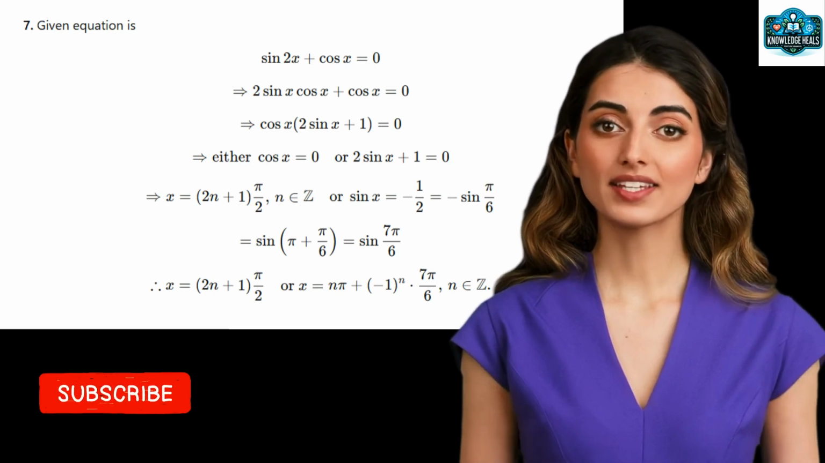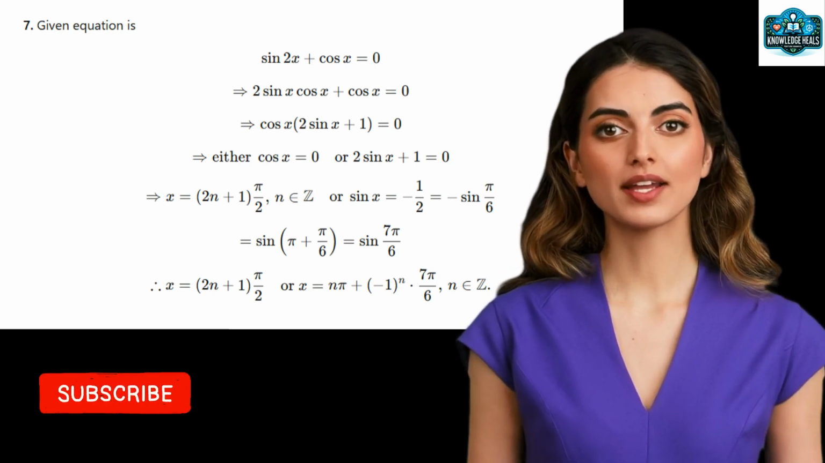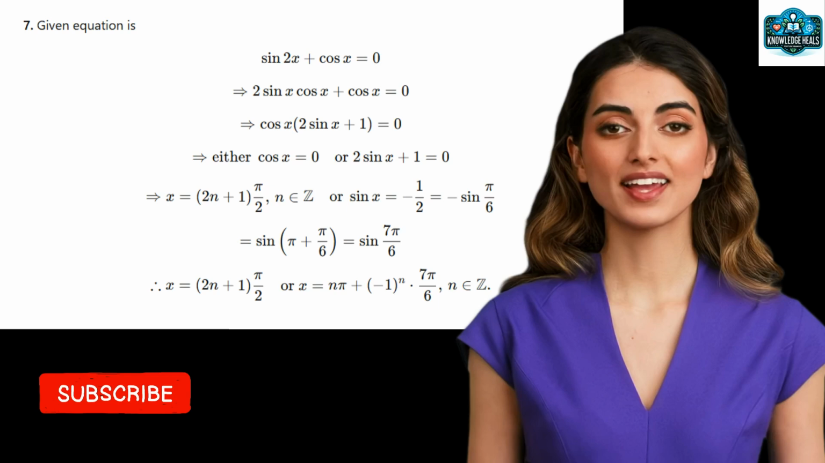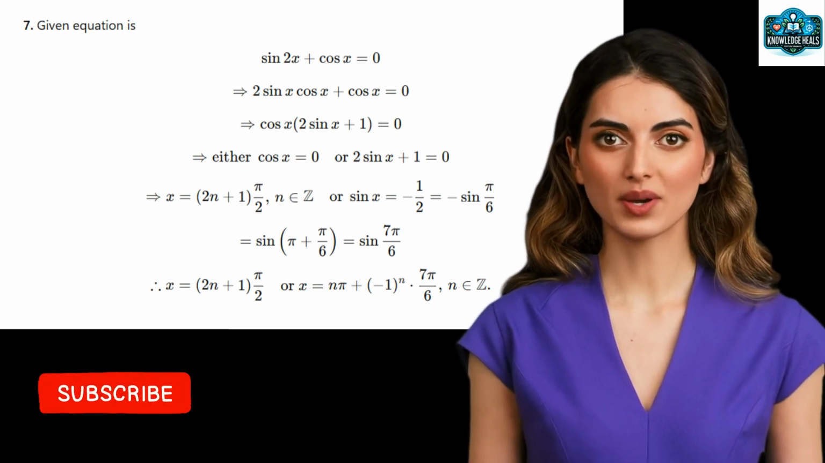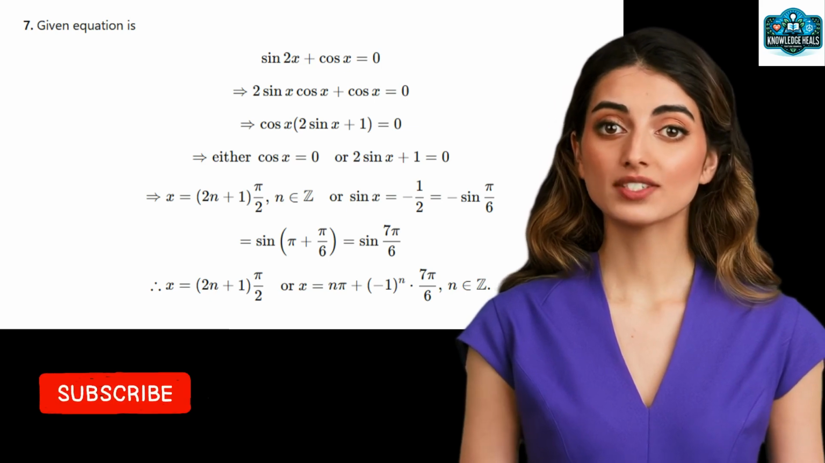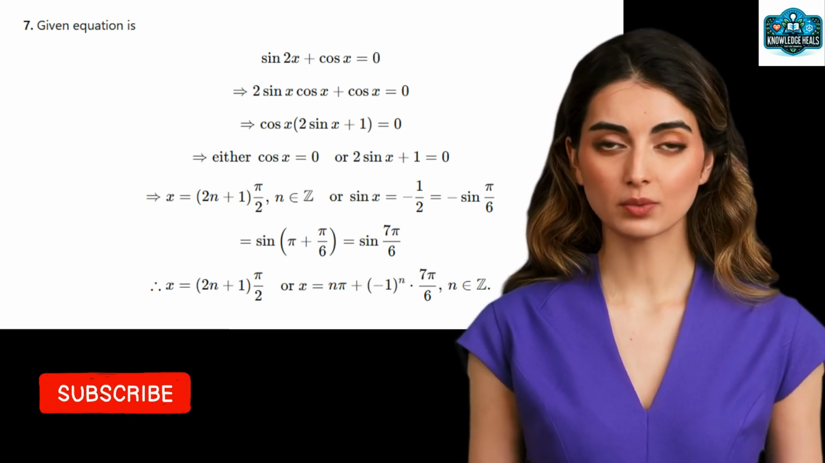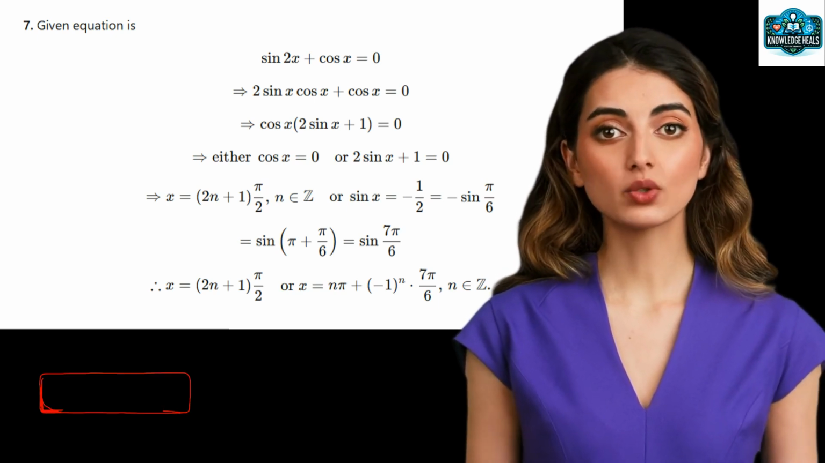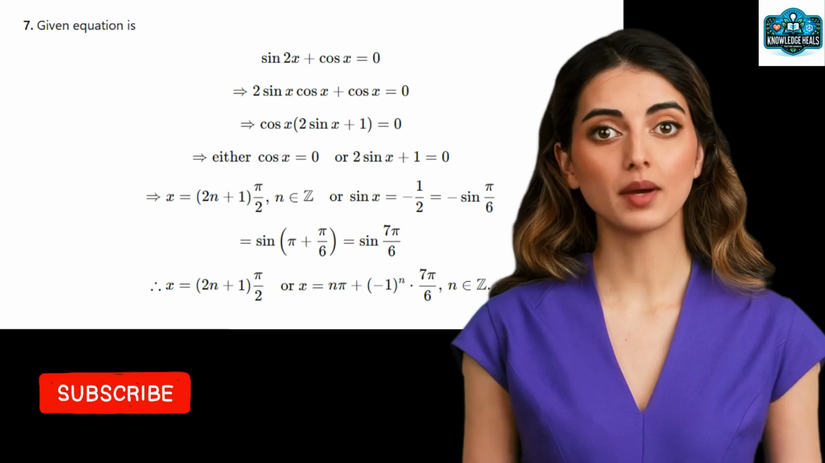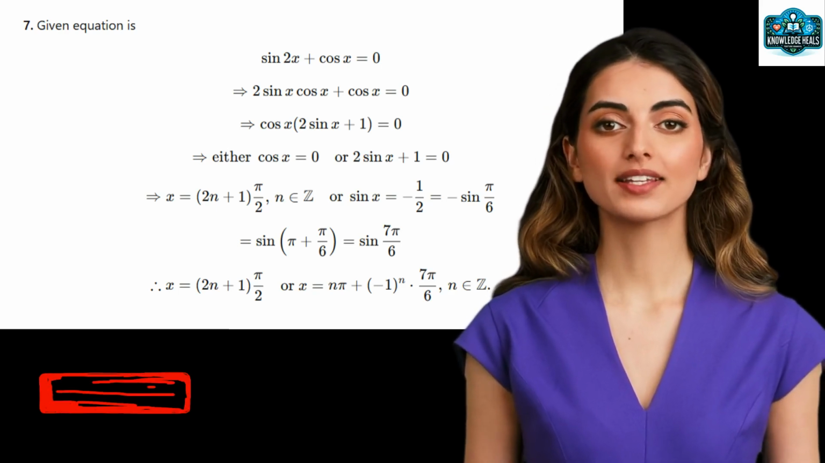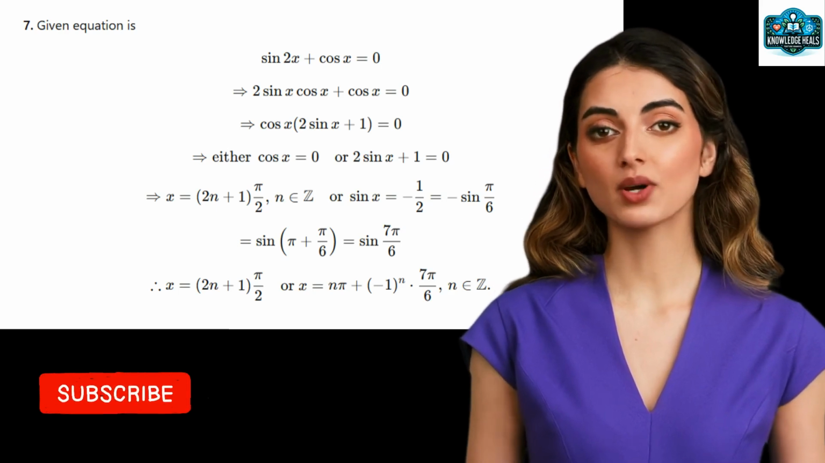Either cos x equal to 0 or 2 sin x plus 1 equal to 0. So we get x equal to (2n plus 1) into pi by 2, where n belongs to Z, or sin x is equal to minus 1 by 2, which is equal to minus sin pi by 6, which is equal to sin of (pi plus pi by 6), which is equal to sin 7 pi by 6. Therefore, x is equal to (2n plus 1) into pi by 2, or x is equal to n pi plus (minus 1) raised to n into 7 pi by 6, where n belongs to Z.